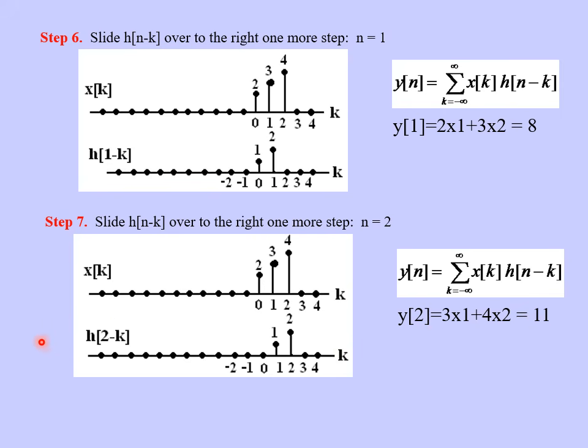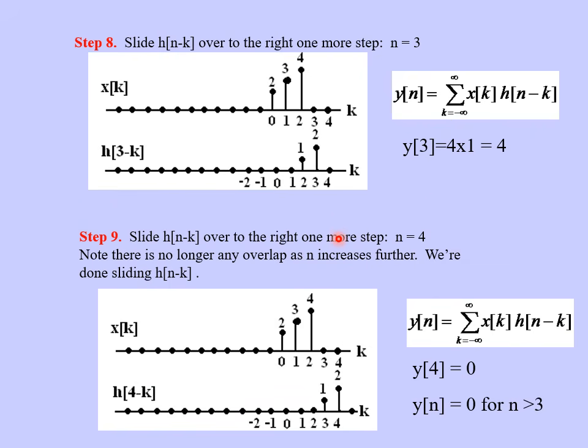So notice what we're doing with our h of n minus k. We're just slipping and sliding it to the right, one at a time. And we just look at the product of how these two functions overlap, multiply them together, and add the results.